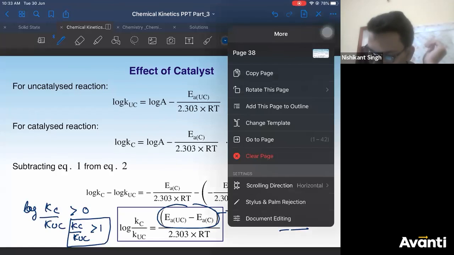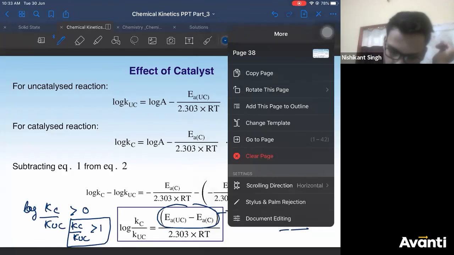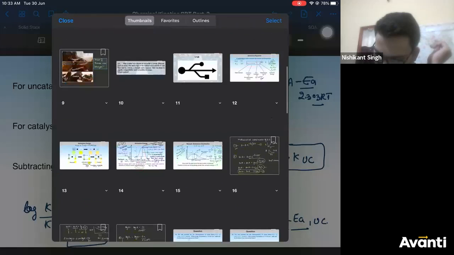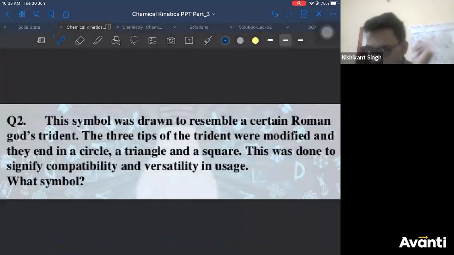And today's quiz was, just a minute. Yeah, this is a symbol. The next chapter will be started tomorrow only. We'll devote half the class, 45 minutes, to problem solving, around 5 problems. And then we'll go towards surface chemistry.